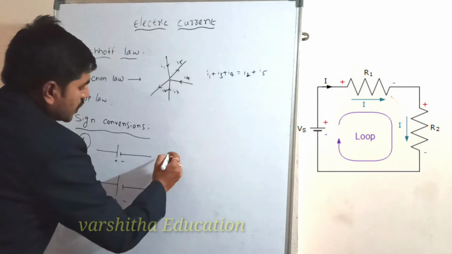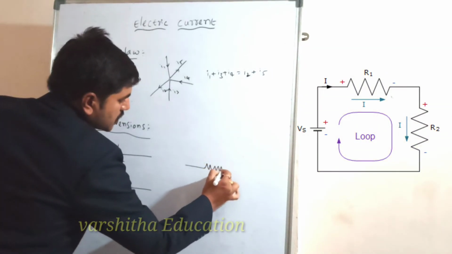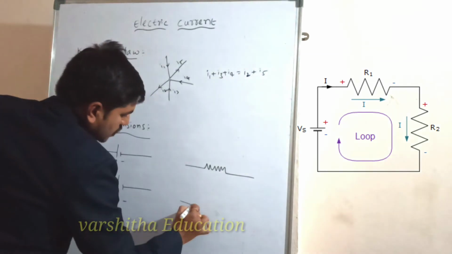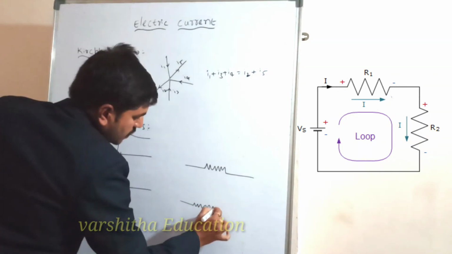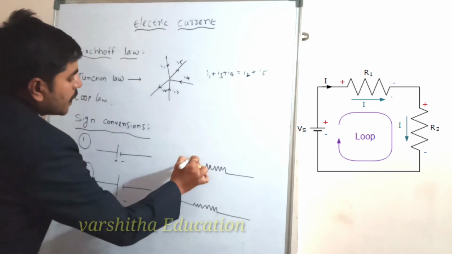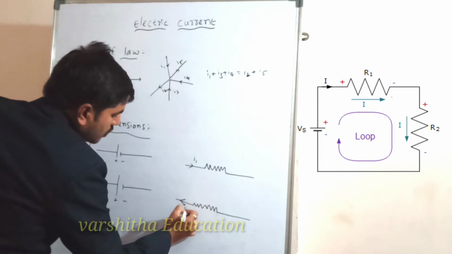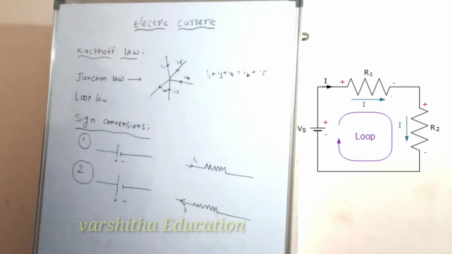Here, if I take a resistance, the resistance is present, and this is also a resistance, but the direction of current is different. Towards the resistance is I1, and here it is away from the resistance, I1 also.